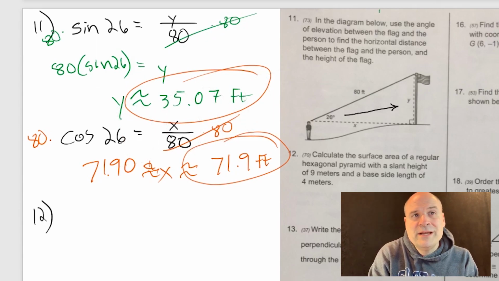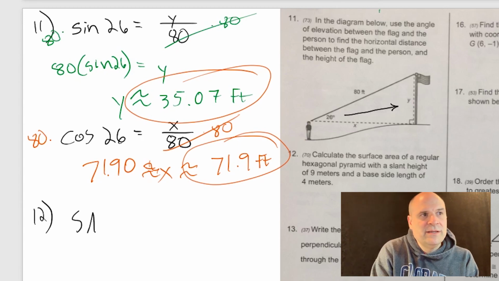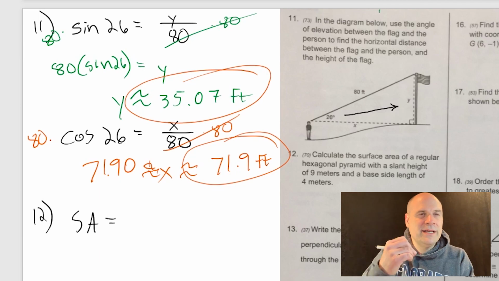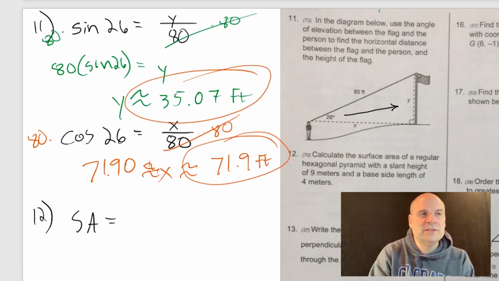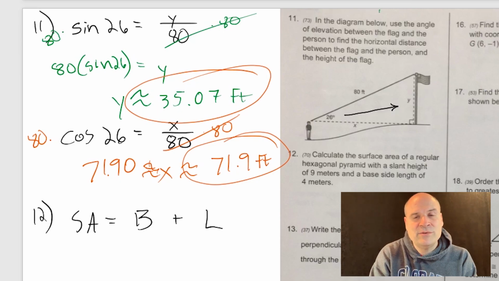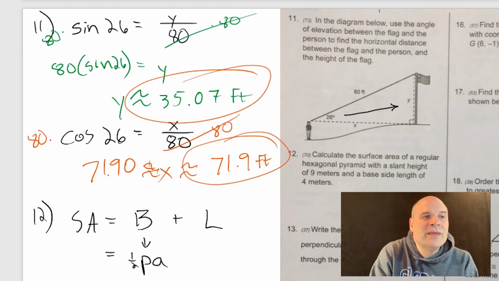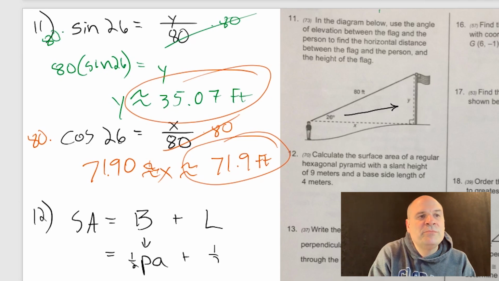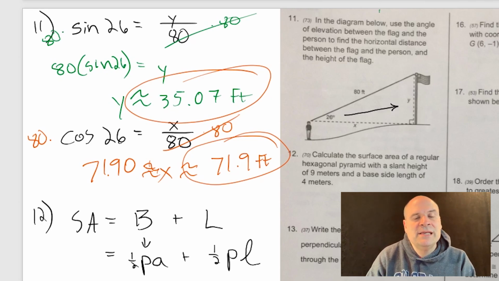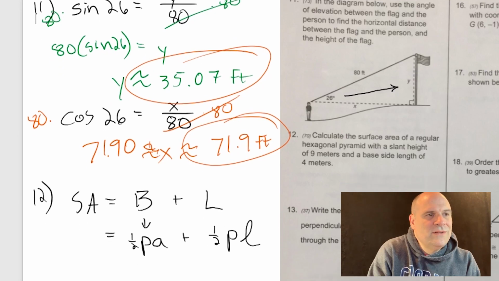Calculate the surface area of a regular hexagonal pyramid with a slant height of 9 meters and a base side length of 4 meters, okay? So the surface area in a regular polygonal pyramid looks like this. So it's basically the area of the base plus the lateral area, okay? So let's look at the area of the base. Area of the base is just gonna be 1/2 perimeter times apothem, and the lateral area is 1/2 perimeter times the slant height. So let's figure out the perimeter first.